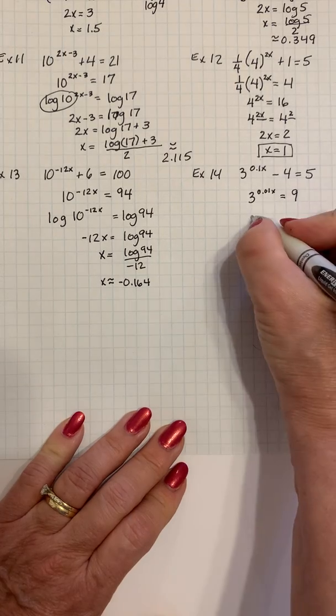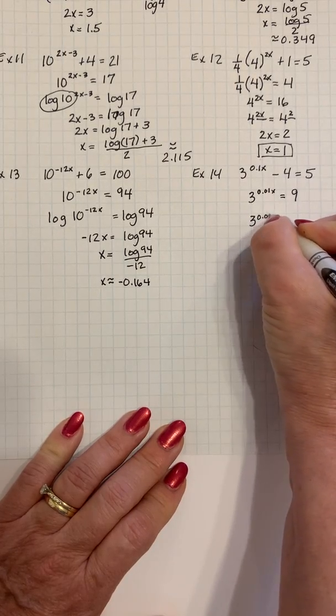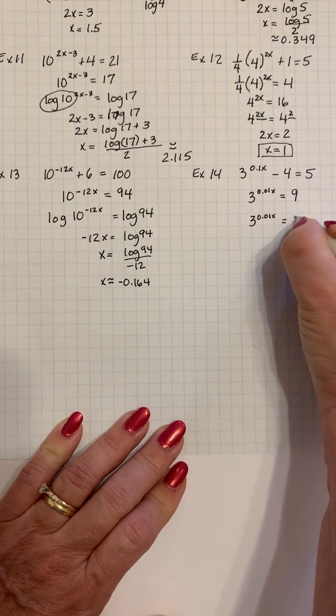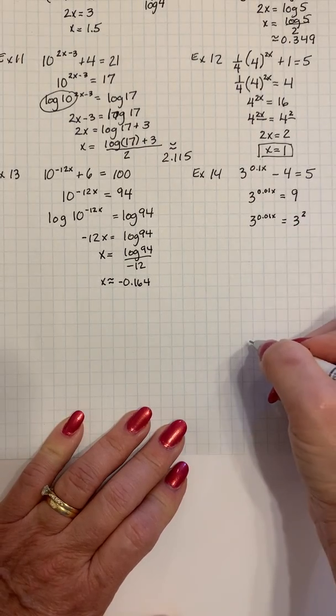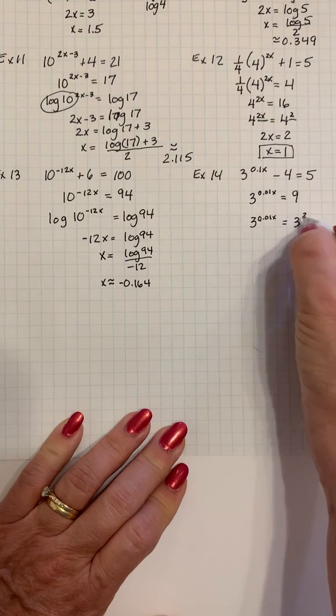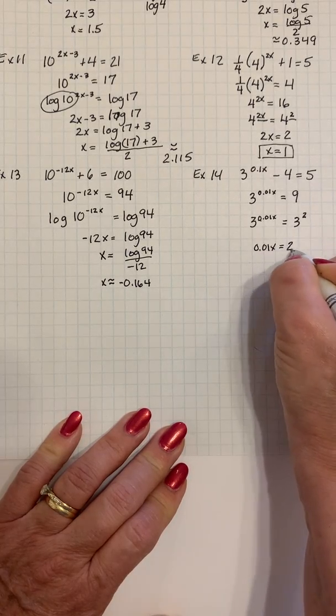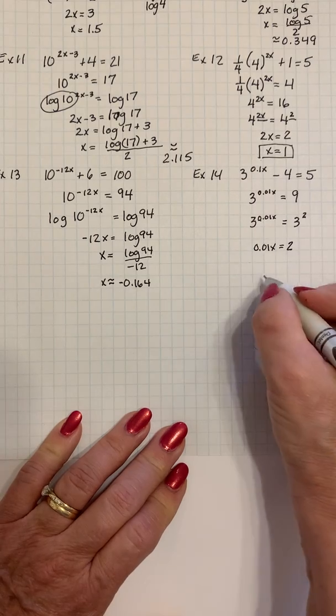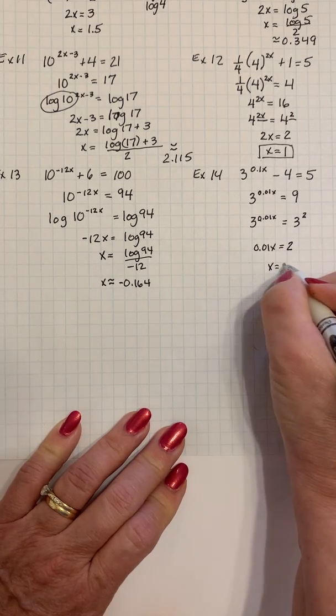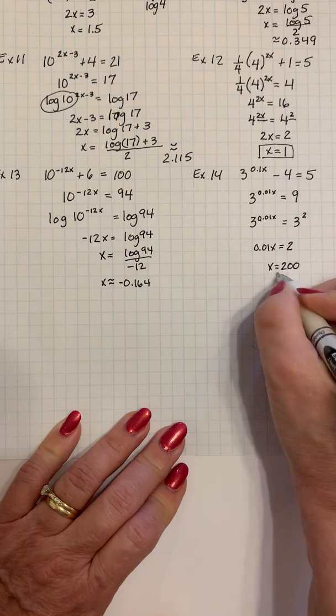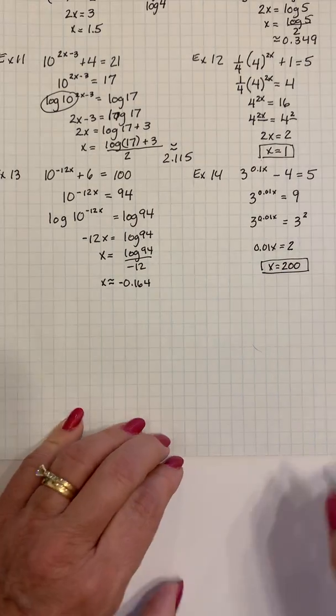3's would work. So this is 3 to the 0.01x is equal to 3 squared. 9 is 3 squared, which means now these two exponents are equal to each other. 0.01x is equal to 2. Divide both sides by 0.01 and you get x is equal to 200. That's an exact value. We didn't do any approximating there.